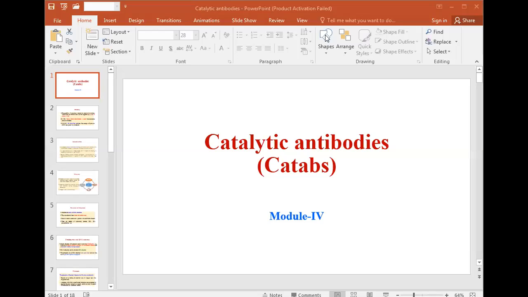Dear students, today I am going to discuss two topics. One is catalytic antibodies or CATABs, and the second one is generation of immunoglobulin gene libraries. So first I will start with catalytic antibody.